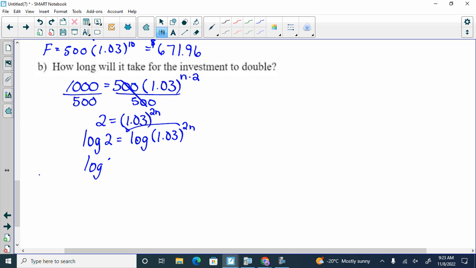So I get log 2, and you should really put whatever's beside your log in brackets, just so you know, because whenever you press log, it's going to open a bracket. And it's going to help for transformation. 2n log. And now I just need n by itself. So what am I actually going to divide by? 2 log 1.03. These are all multiplied, right?